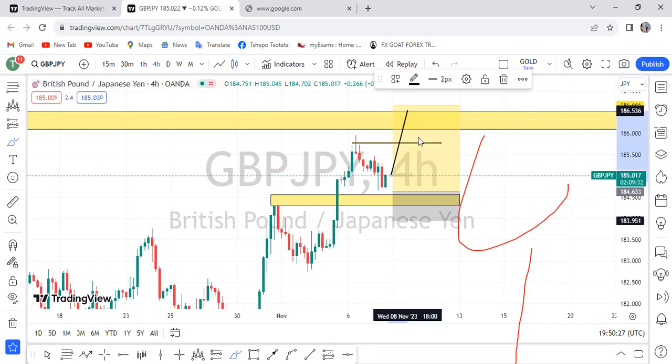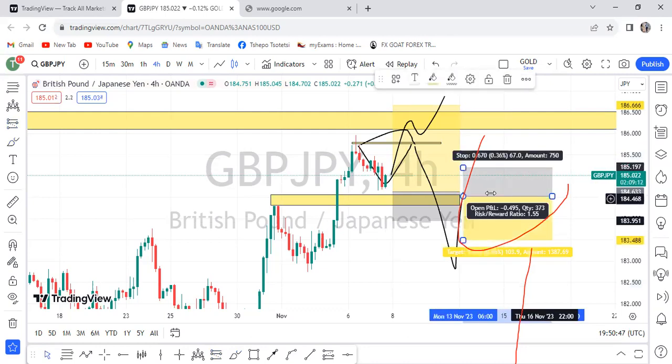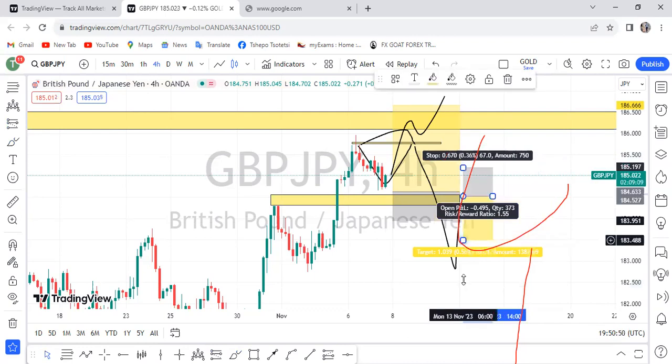and retest and continue. But there's a possibility after we take this here, market might give us a double top and sell. When it comes and retests this level, that's when we can take our sell entry. So that's why you have to be more patient in terms of your setups. You don't have to rush.